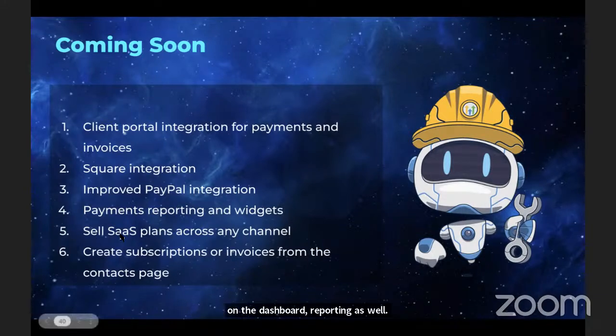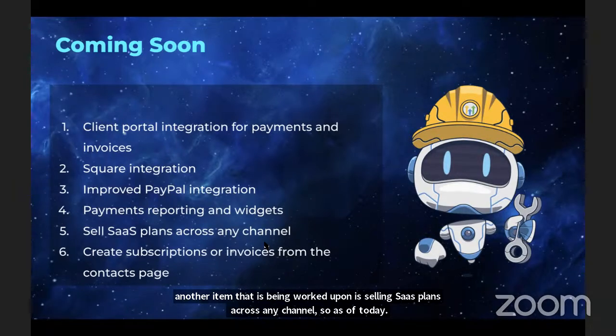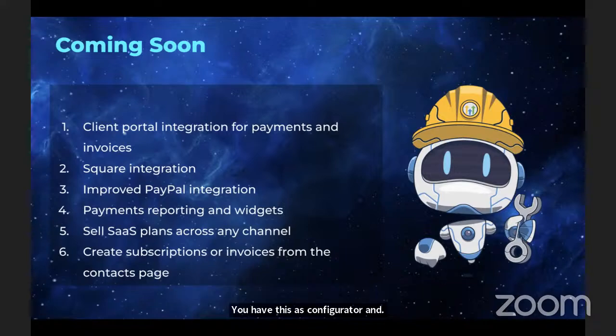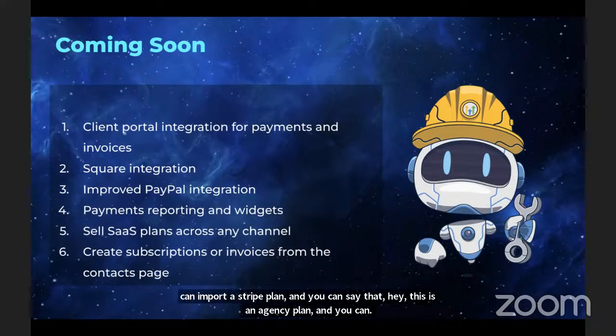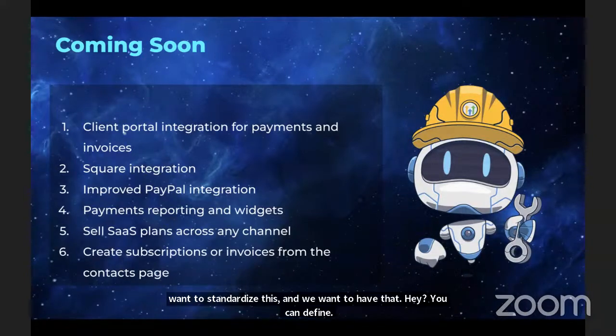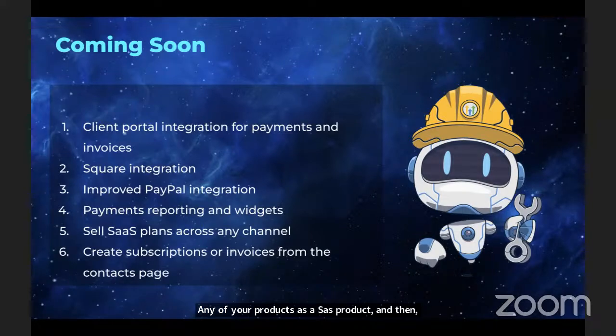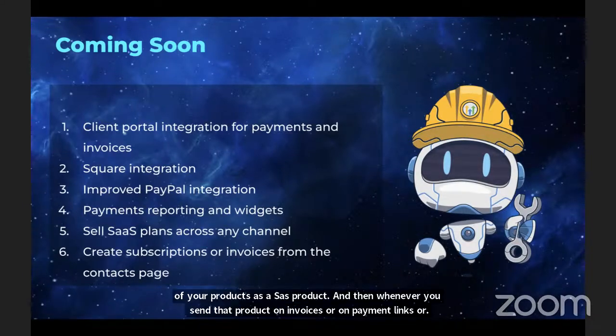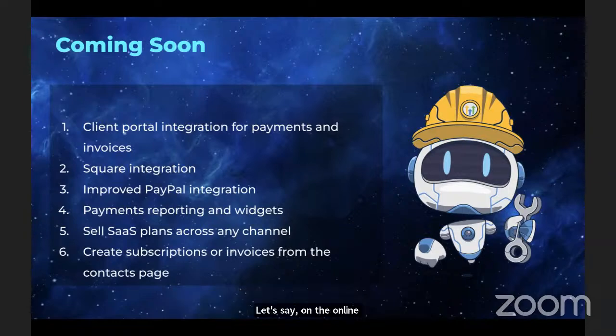And another item that is being worked upon is selling SaaS plans across any channel. So as of today, you have the SaaS configurator, and from there only you are able to sell SaaS plans. And then on the order forms also, you can import a Stripe plan and you can say that, hey, this is an agency plan, and you can create sub accounts while selling on order forms. But we want to standardize this, and we want to have that, hey, you can define any of your products as a SaaS product, and then whenever you sell that product on invoices or on payment links, or let's say on the online store or on order forms or anywhere, automatically a sub account can be created, the credentials can be shared or things like that.